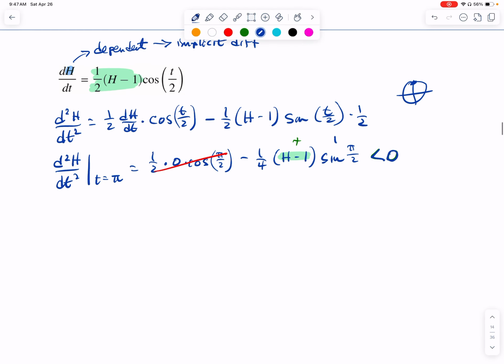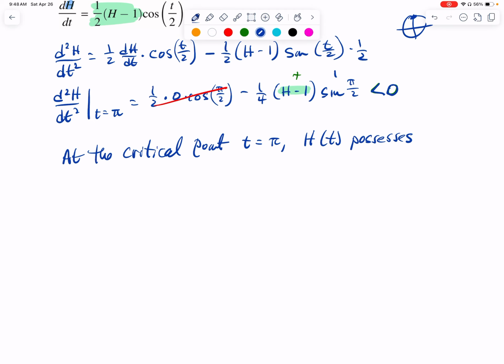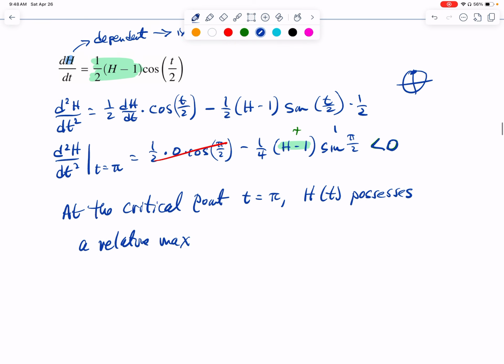I am going to say basically the same kind of thing that I said right up there, which is at the critical point, t is equal to pi, h of t possesses a relative max. Whenever you are thinking through this, if you have a negative second derivative, you've got concave down, and you have a critical point on there, just drawing a little graph will point you in the right direction that this is a relative maximum.